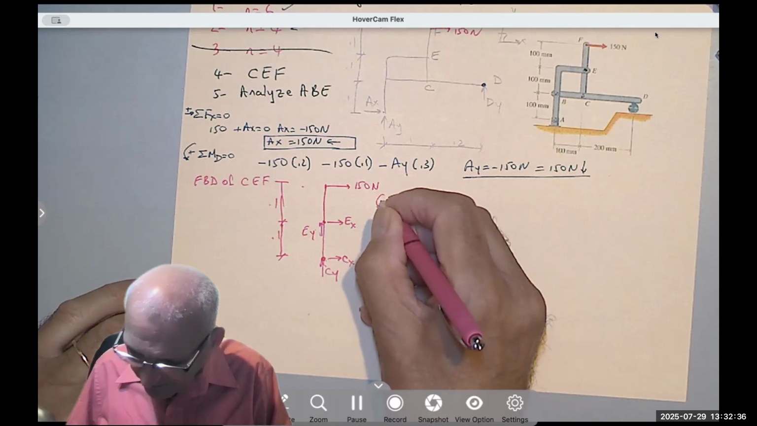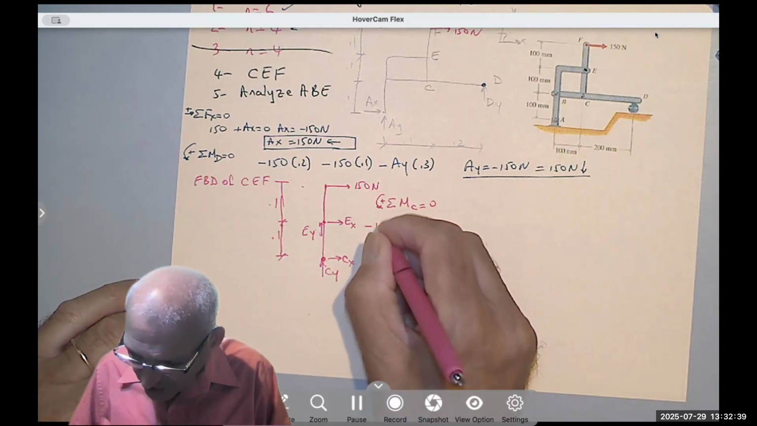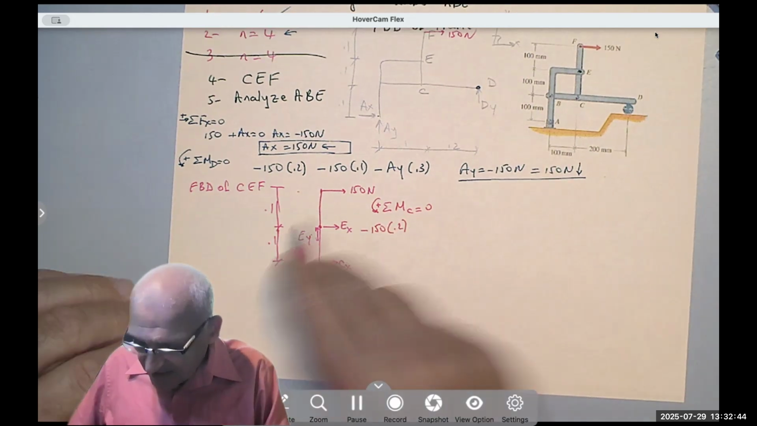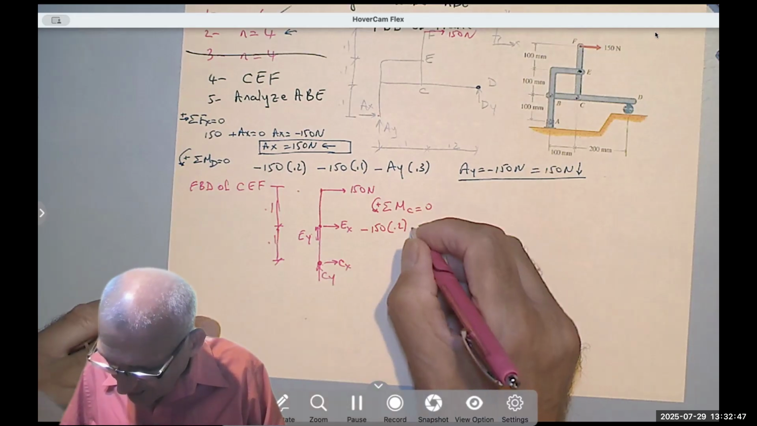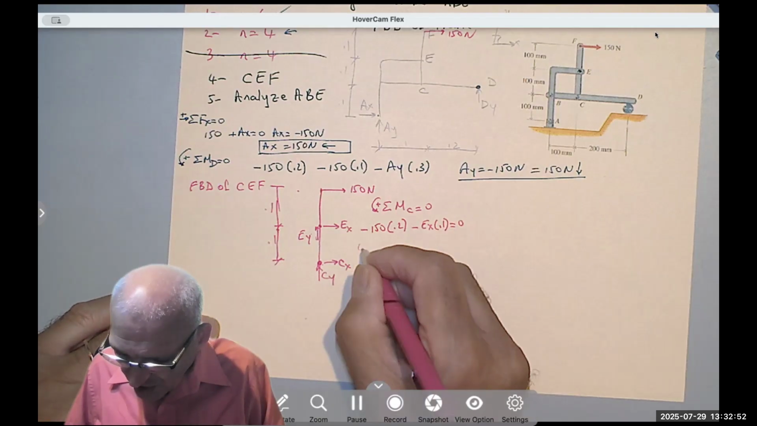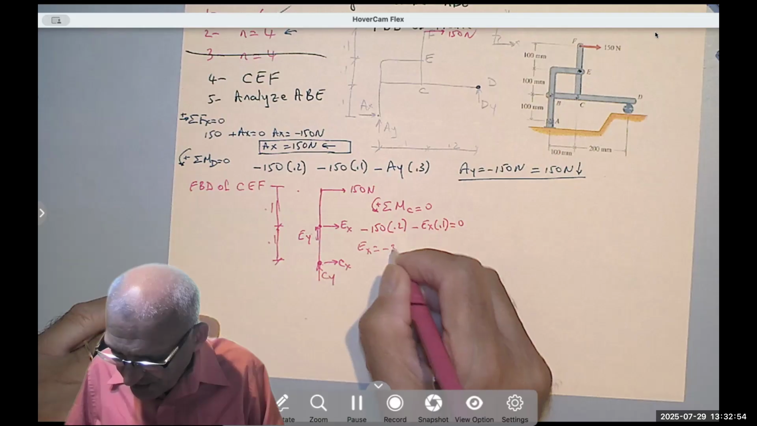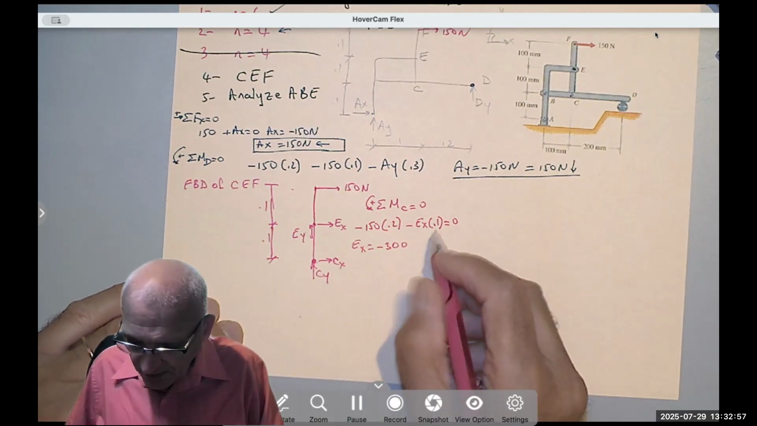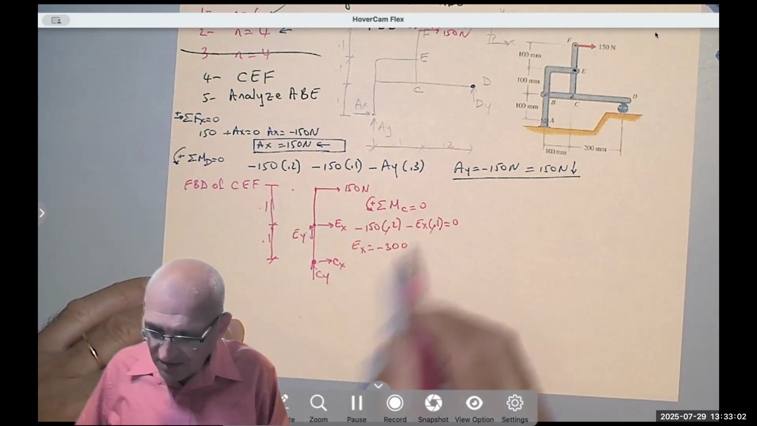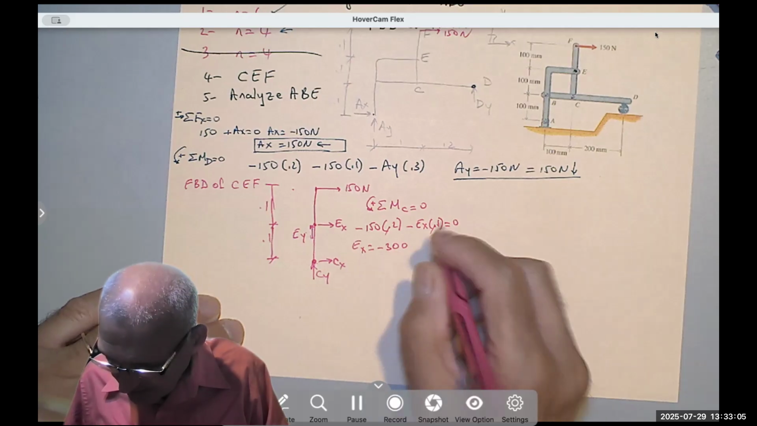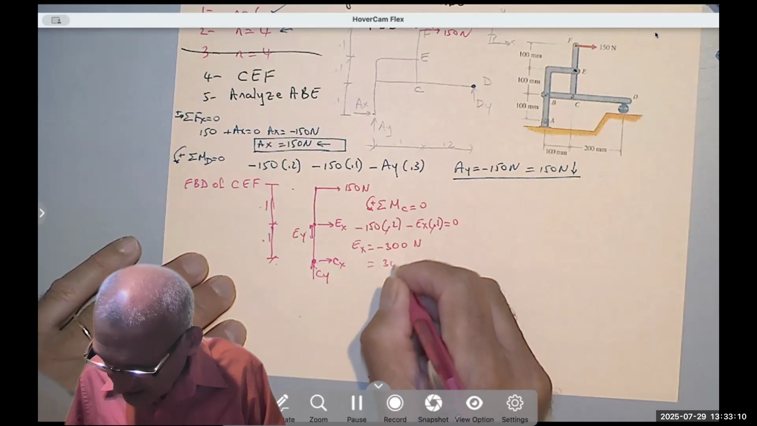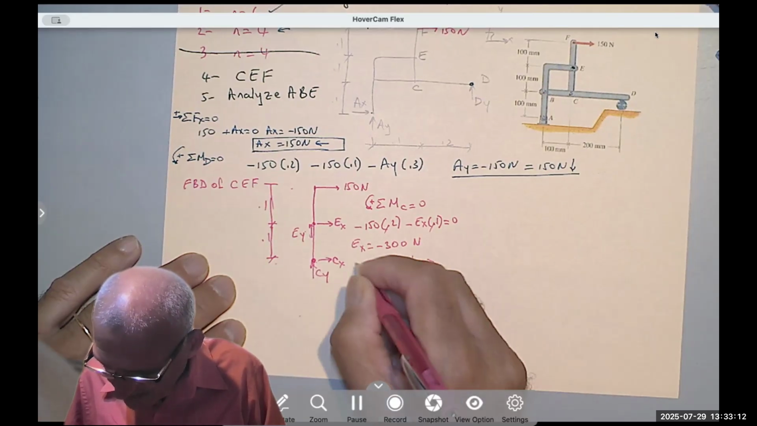This is positive. I have 150 rotating clockwise, so negative 150 times 0.2. And EX is also rotating clockwise, so minus EX times 0.1 equals 0. Of course, if you solve, you will get EX equals negative 300, right? 0.1 and 0.2 would make that 1 and 2. 2 times 150 is 300. So negative EX equals 300, or EX equals negative 300 Newton, equals 300 Newton to the right.